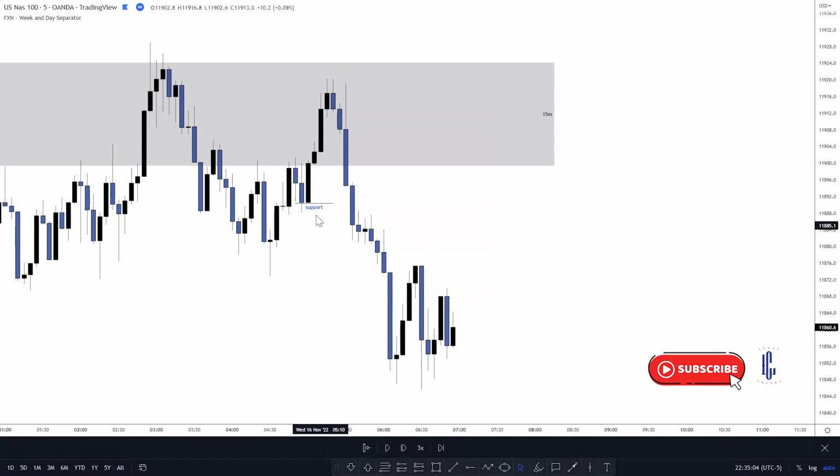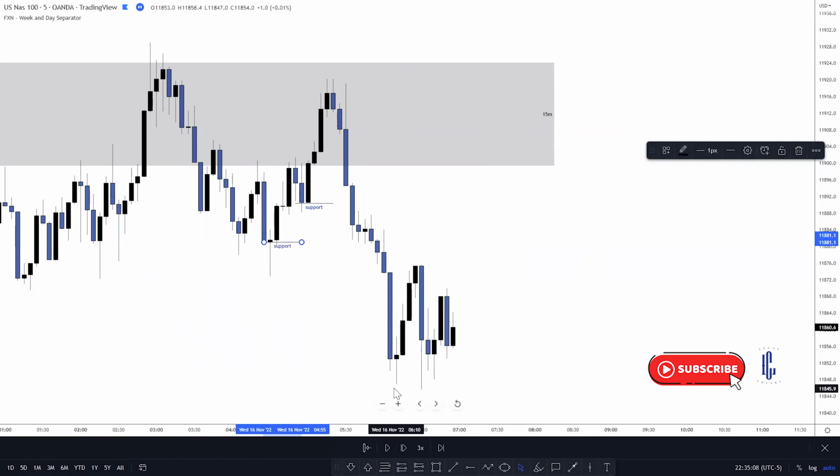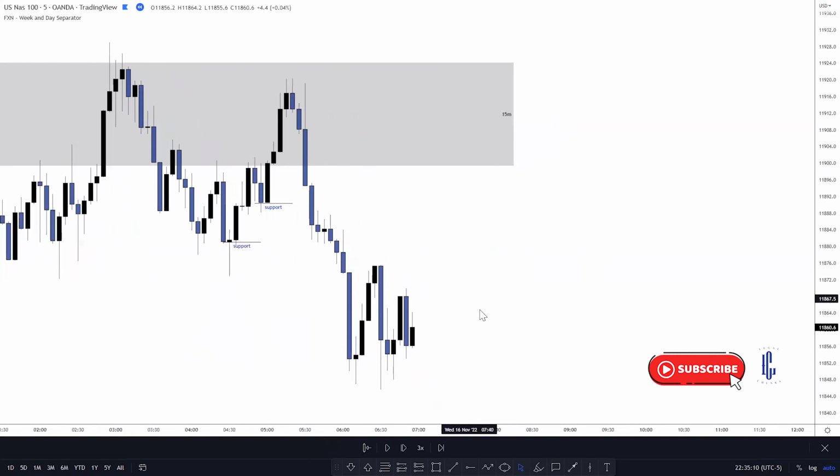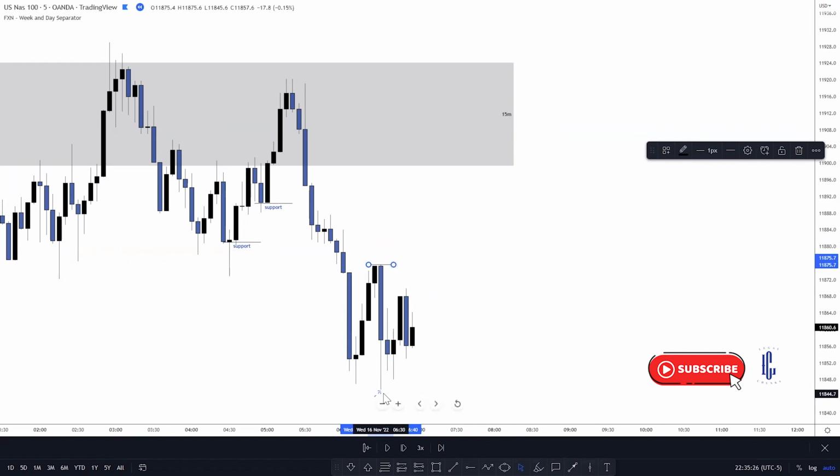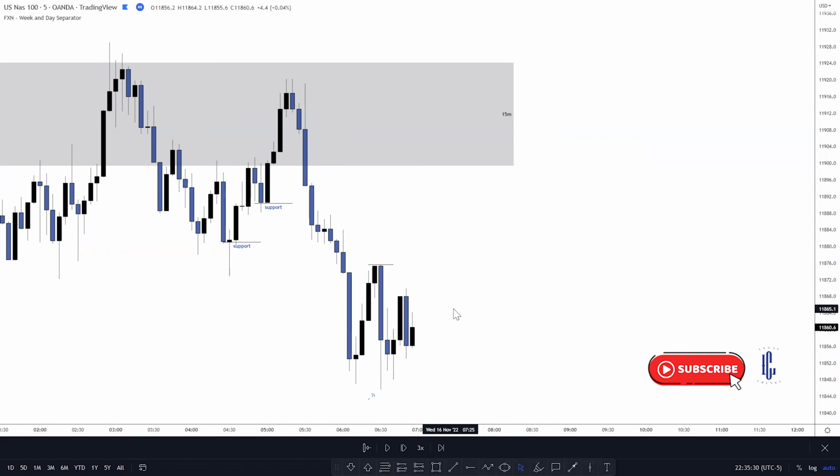Okay, so we can see support was broken here. Support was broken here. Strong bearish impulse. And we also can see what? Well, we see that there was this candle here closed lower than this, meaning that this is a structure point. So this will technically be a lower high, because it made a lower low.